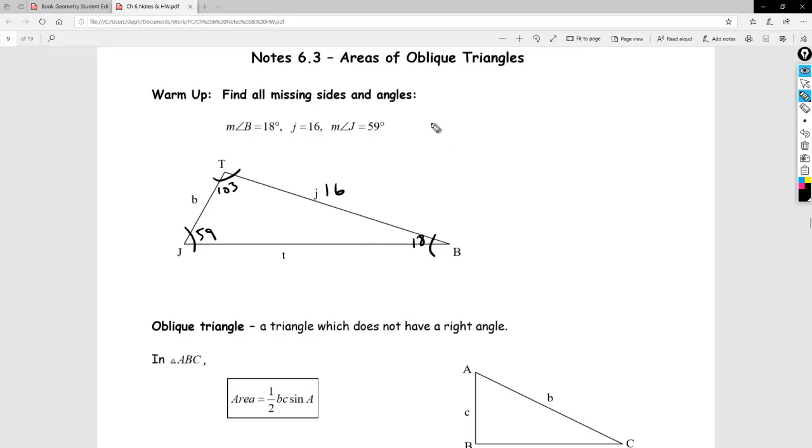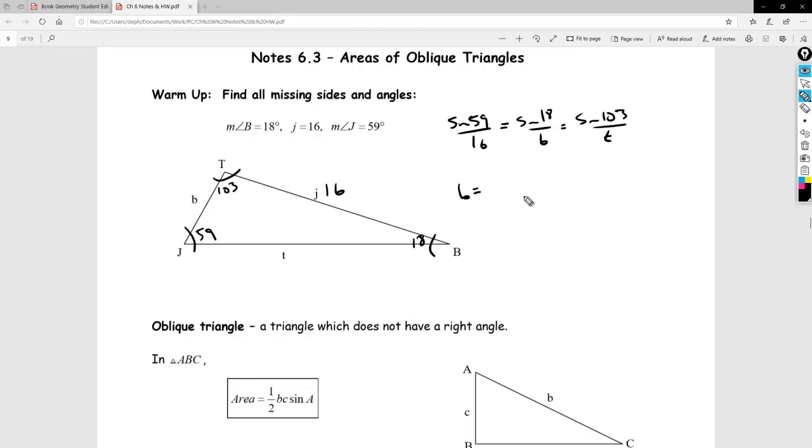Okay, so I can set up my law of sines. So my ratios are sine of 59 is to 16, as sine of 18 is to b, as sine of 103 is to t. And again, we just find 103 by subtracting from 180. Okay, from here I can solve my ratios.